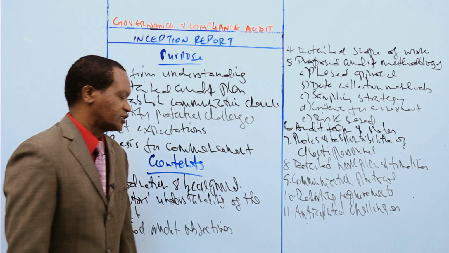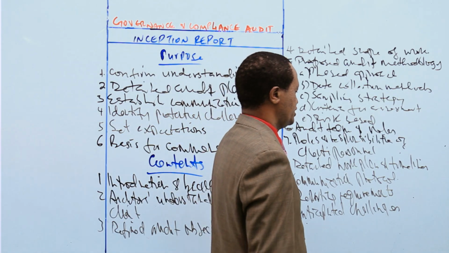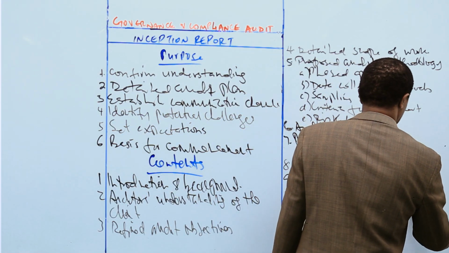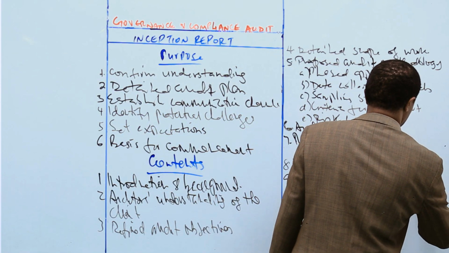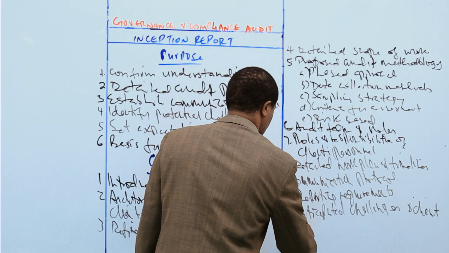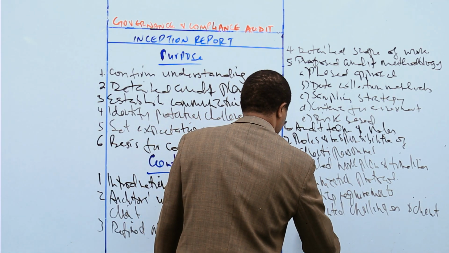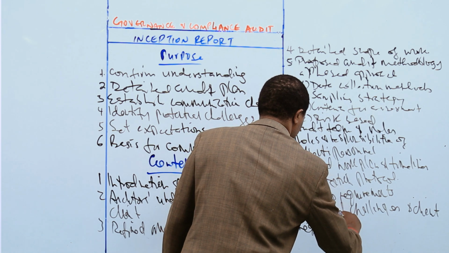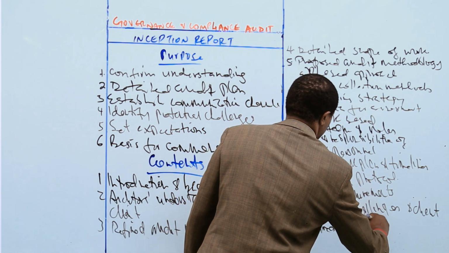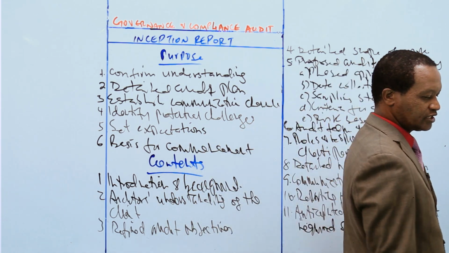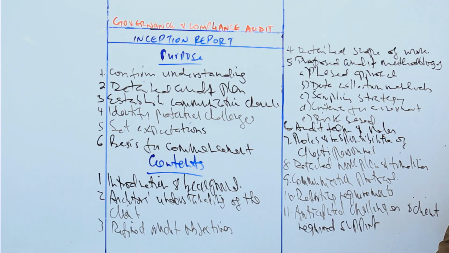And that should also include the required client support. If there are challenges, then what support will the auditor receive from the client?